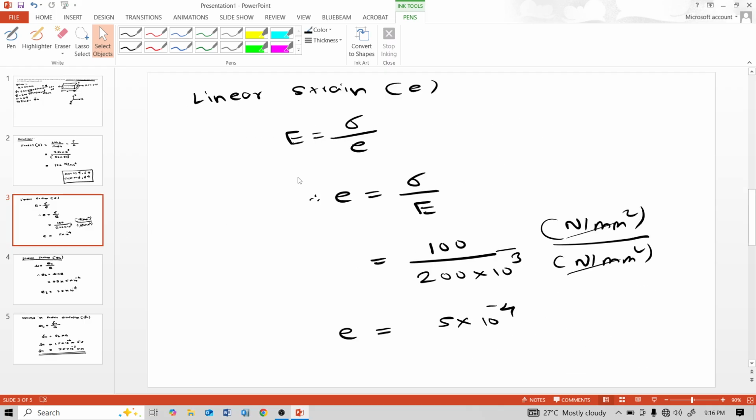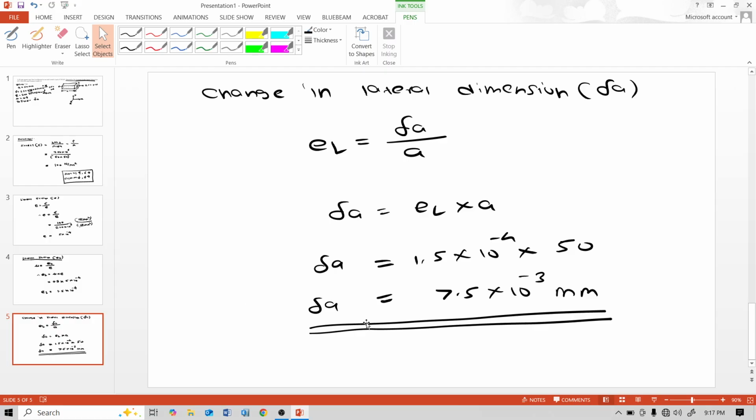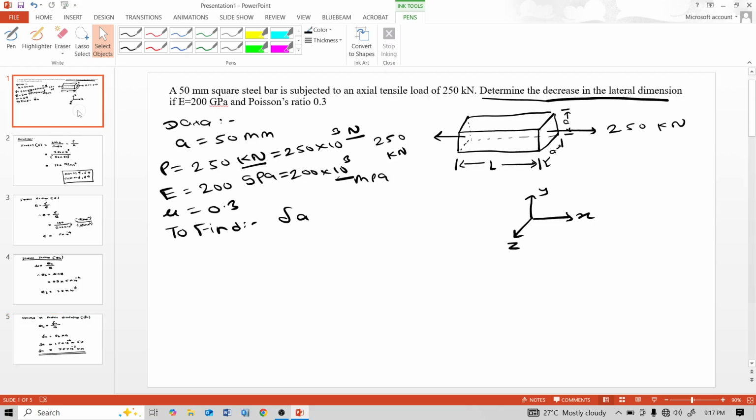After linear strain, what analysis do we have to study? Linear strain is also very small: E is equal to 5 into 10 raised to minus 4. Between linear strain and lateral strain, see the difference: 1.5 into 10 raised to minus 4 and 5 into 10 raised to minus 4, and our change in lateral dimension is also very small, 7.5 into 10 raised to minus 3 mm. Only solving a problem is not beneficial for study. Solving the problem, seeing answers, and analysis of this problem is also very important.